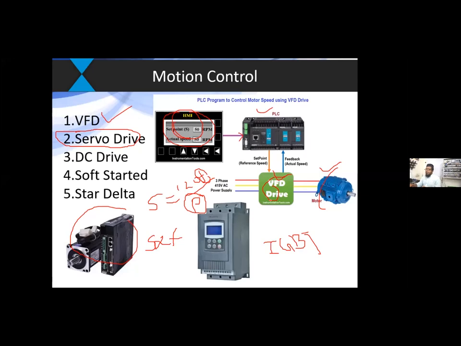Okay, and the next one is the DC drive. DC motor speed control is done by the DC drive. DC drive is used in those industries where synchronization is important. Like in our country, paper mills, Boshundara paper mills, Tanaka paper mills, different paper mill industries, they are using the DC drive, because when the paper is made, it is bigger, not the thinner one.